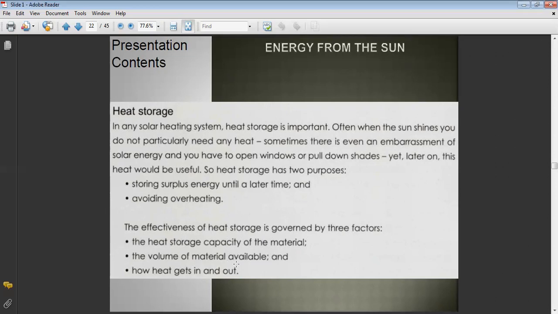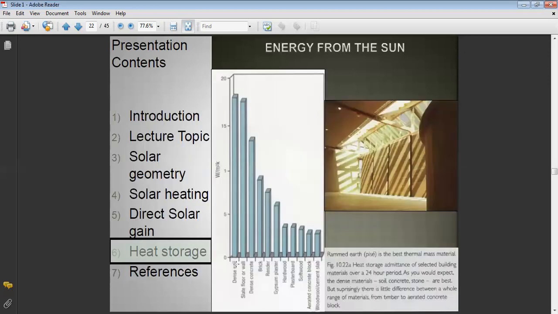So we have to see what kind of context, the location, as well as the climatic conditions are over there, and how the weather conditions are changing. So we have to see these while we are optimizing for the heat storage. Just like this one, they have utilized a Trombe wall kind of a thing. So heat storage admittance of selected building materials over a 24-hour period.